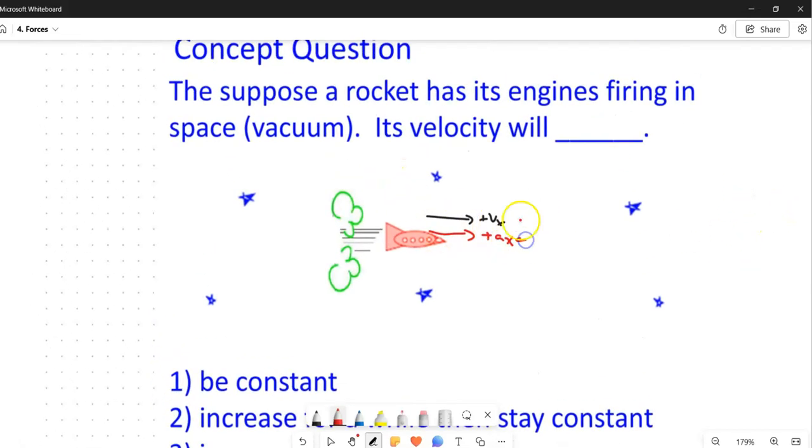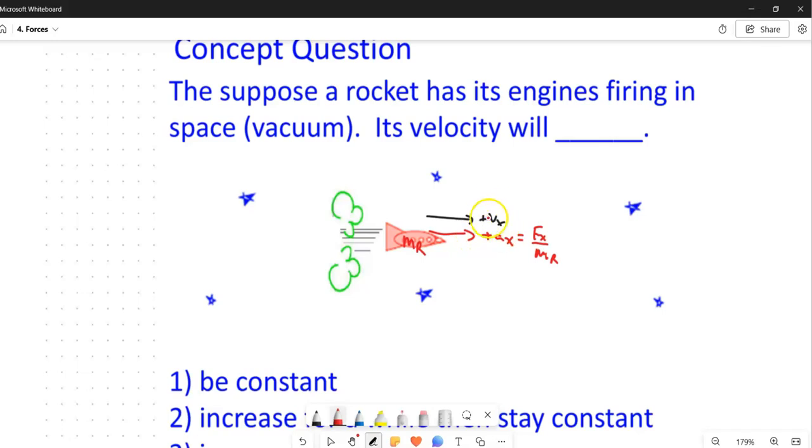It's going to be equal to the force of the rocket's engine in the x direction divided by the mass of the rocket. Okay, so this rocket has a mass, m sub r. Whatever the force of that engine is, if you take that force and divide it by the mass of the rocket, that will be the rocket's acceleration.